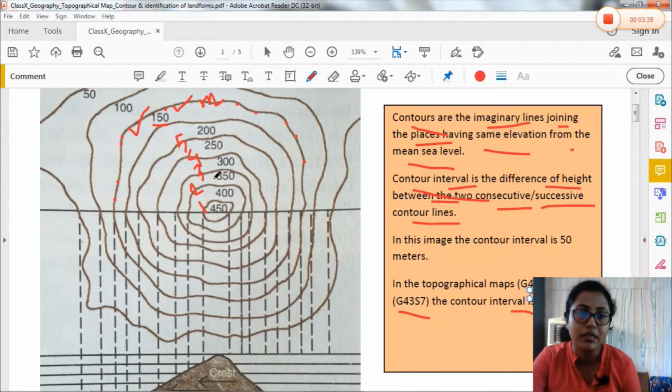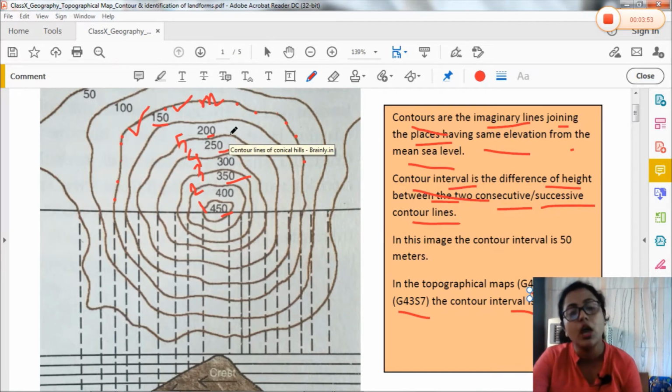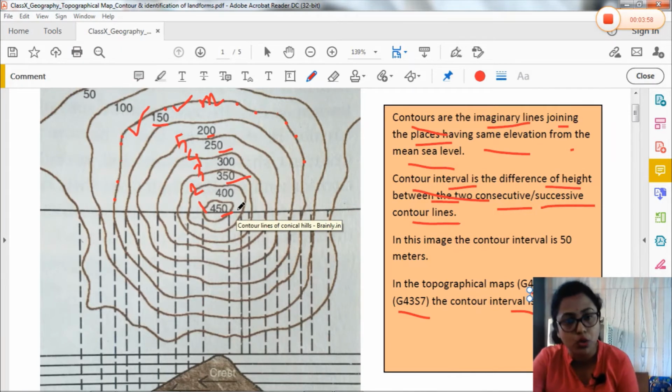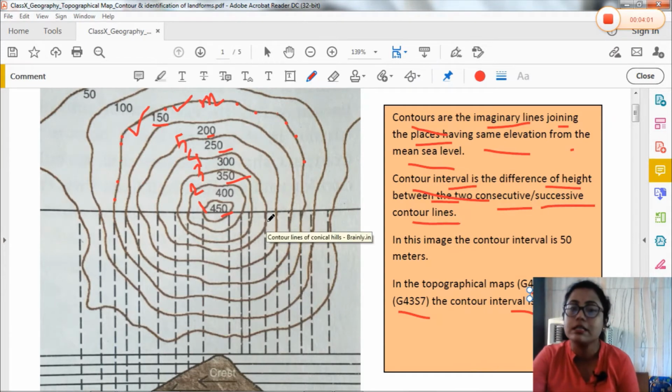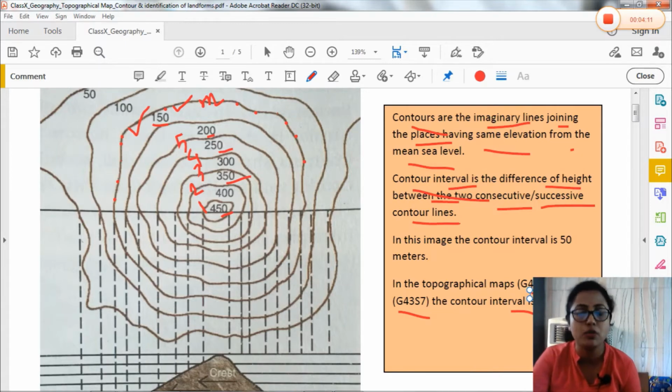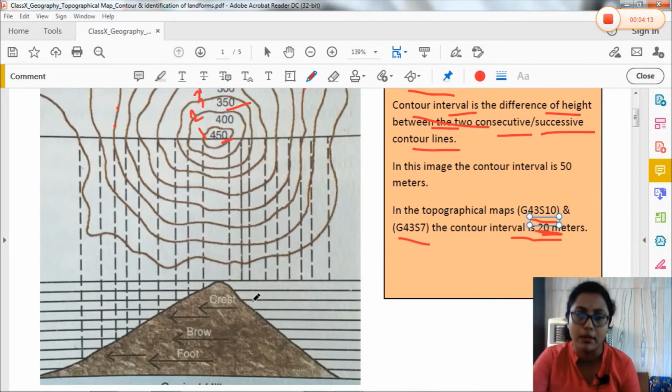So what is the difference between the successive lines? Between 1 and 2 the difference is 50, between 2 and 3 it is 50, between 3 and 4 it is also 50, and between 4 and 5 also 50. So the contour interval is the difference in height between two successive or consecutive contour lines. In this image it is 50 meter, but in the topographical map which you will get, the contour interval is 20 meter. Keep this in mind. Sometimes short questions of 1 mark may be asked.